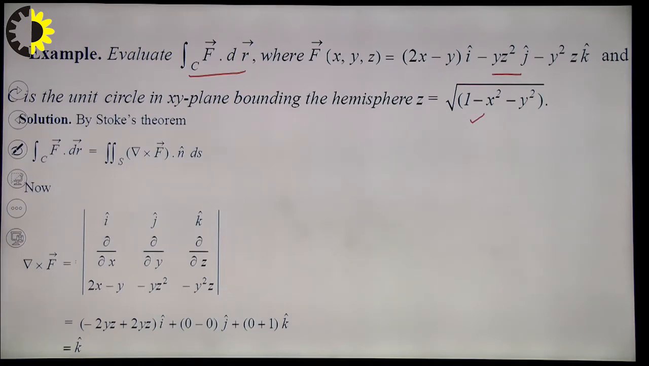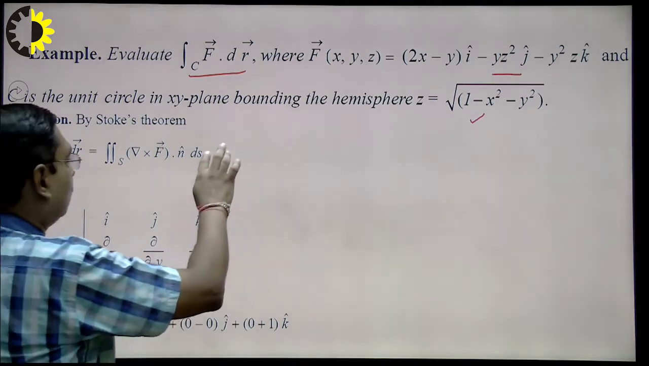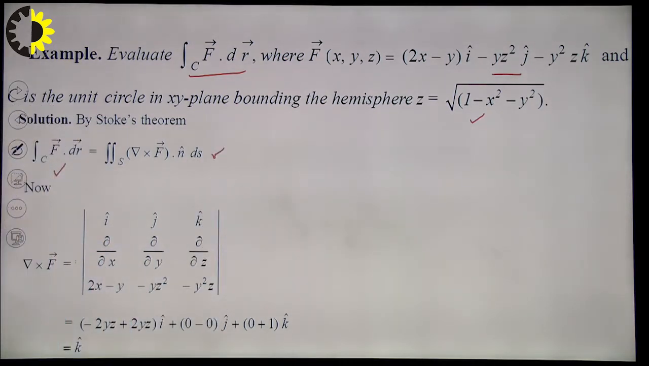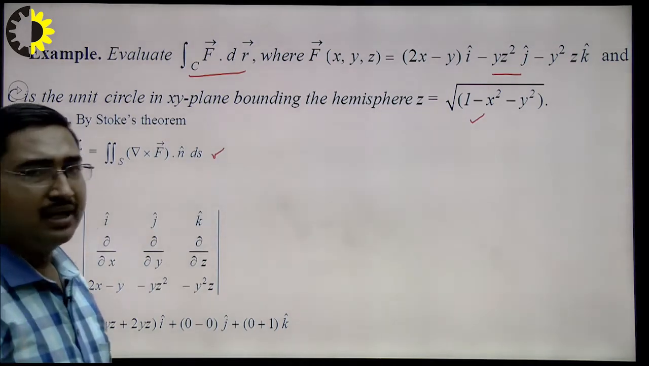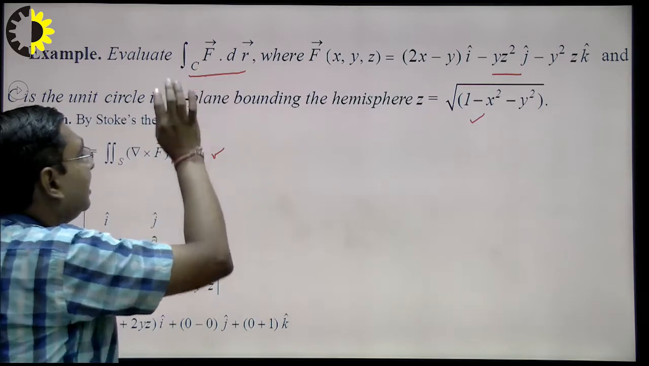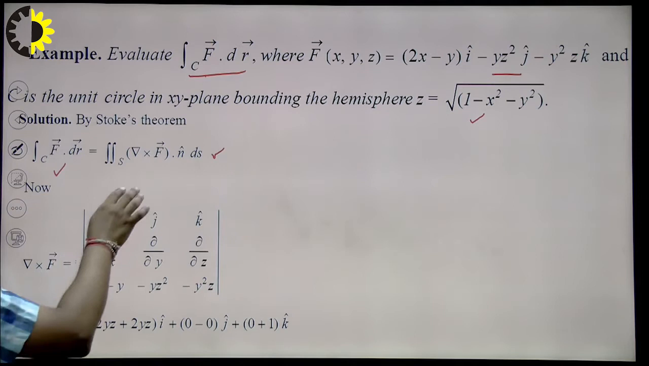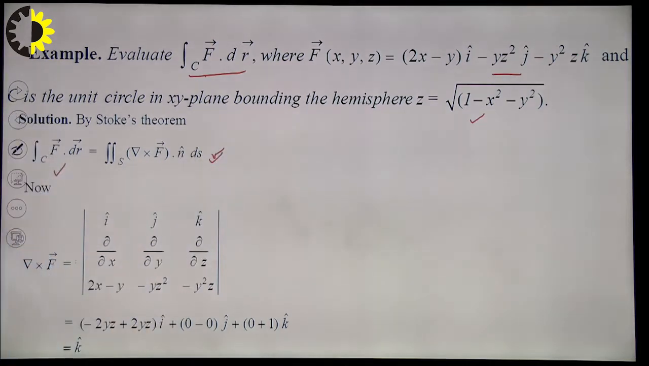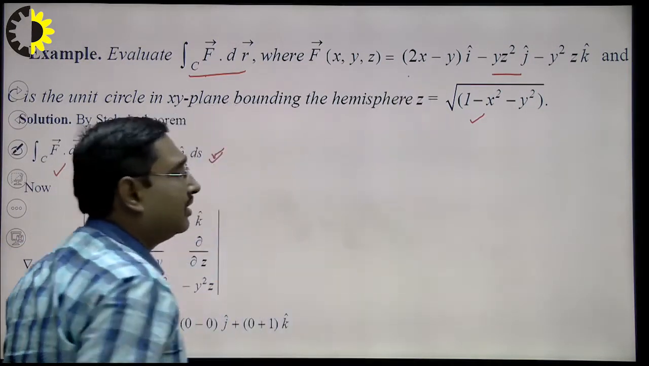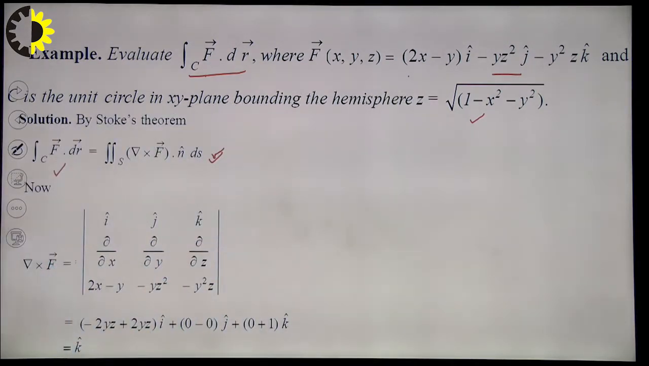By Stokes theorem, we can write the integral over C of f dot dr is equal to the integral over S of del cross f dot n cap ds. So, because I am going to apply Stokes theorem and this integral over C of f dot dr is required, I shall calculate the other side, that is this del cross f dot n cap ds. F is specified in the problem, and therefore it is not difficult for us to calculate del cross f.